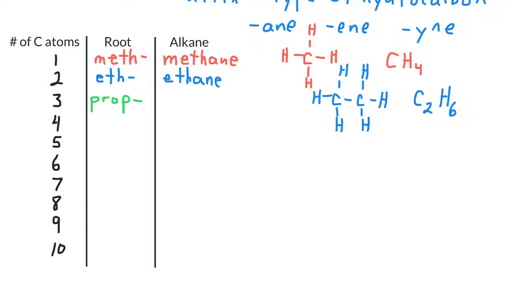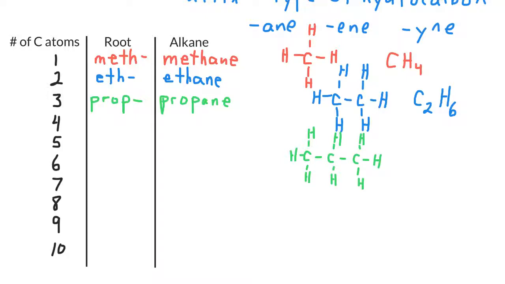3 carbon atoms has a root of prop, so the alkane would be propane. 3 carbons bonded together, and the 4 bonds are filled in with hydrogens. So what I drew just now is called a structural formula, and as you can see, it's going to get tedious drawing all those hydrogen bonds every time that I'm drawing a bigger and bigger molecule.